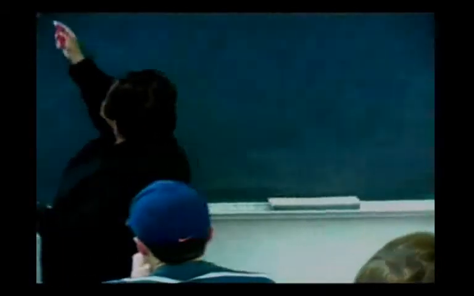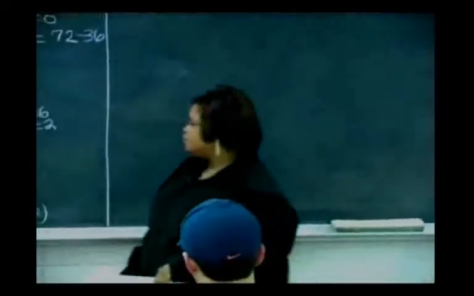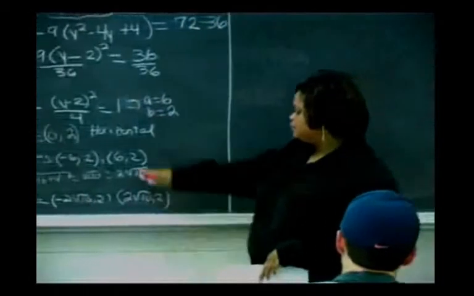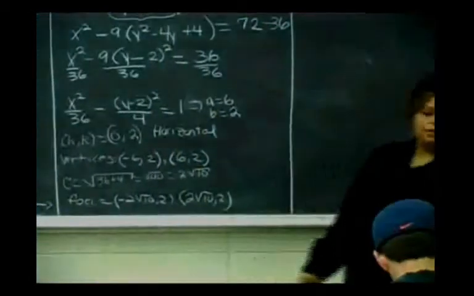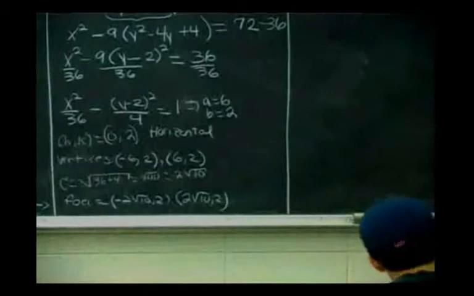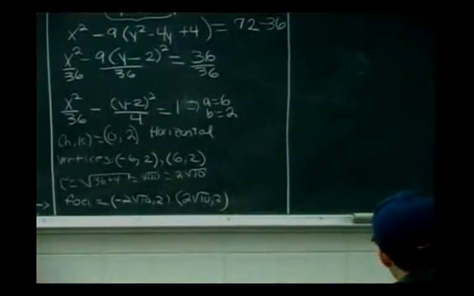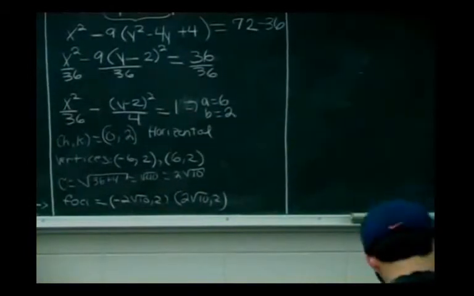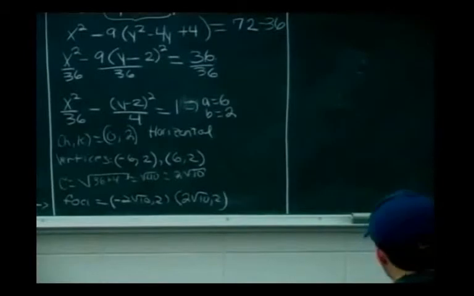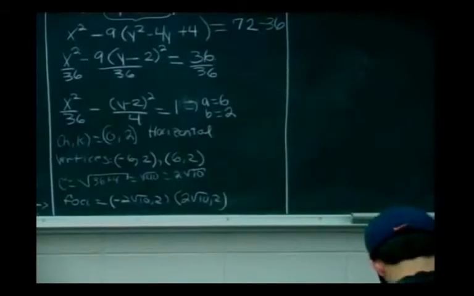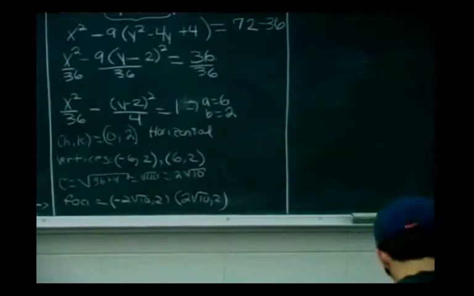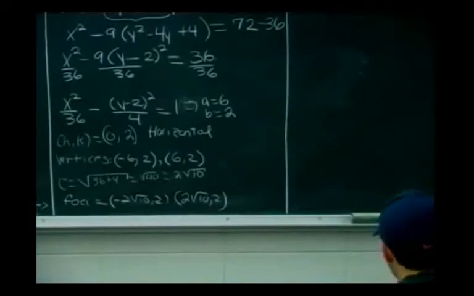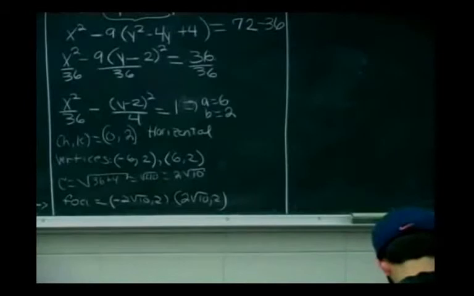Okay. Because H is 0, right? H is 0. So it's H minus A and H plus A. And A is 6. So. Look at another example.